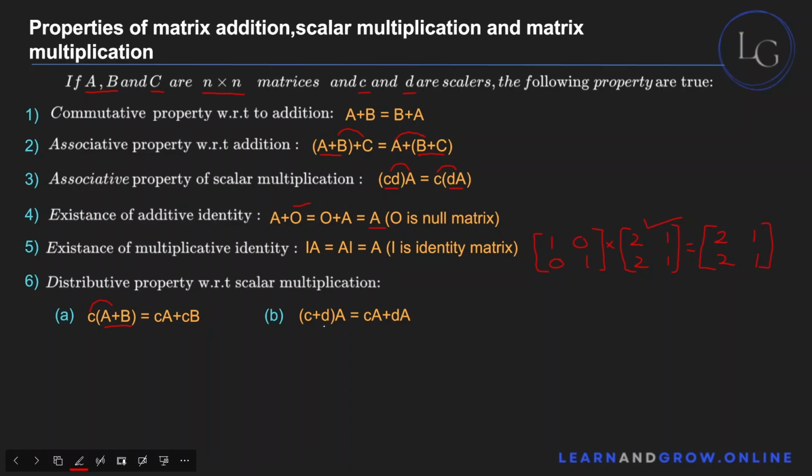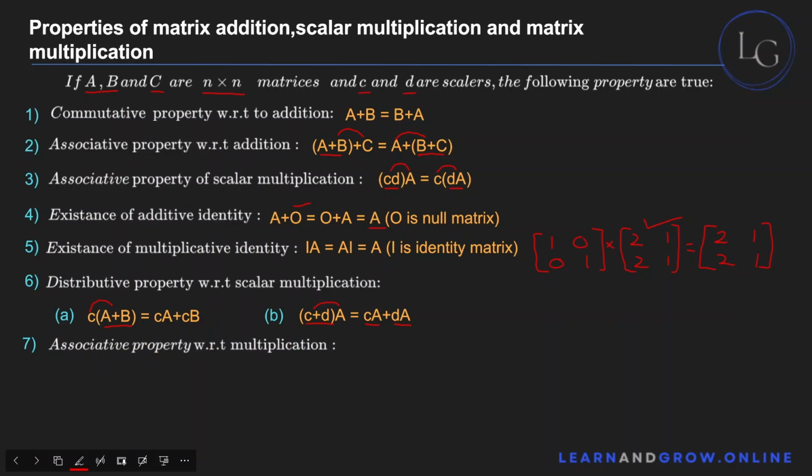And this is the second distributive property. If you add up the two scalars first and then multiply the resulting scalar with A, it is equal to multiplying scalar c with matrix A and then adding that to scalar d multiplied with A. Both of these sides will be equal.